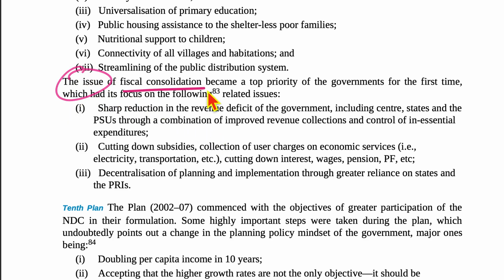The issue of fiscal consolidation became a top priority for the government for the first time, which had its focus on the following related issues. Sharp reduction in the revenue deficit of the government, including center, state, and the PSUs, through a combination of improved revenue collection and control of inessential expenditures. Cutting down subsidies, collection of user charges on economic services like electricity, transportation, etc., cutting down interest, wage, pension, PF, etc., and decentralization of planning and implementation through greater reliance on states and PRIs.